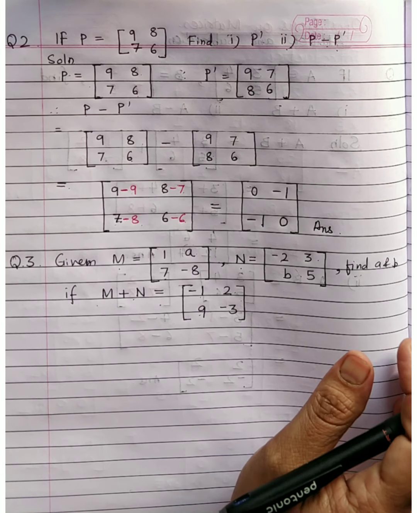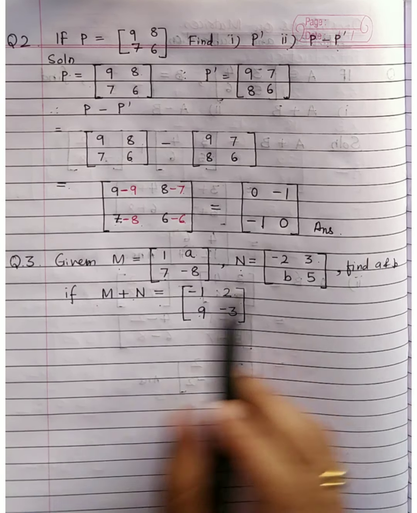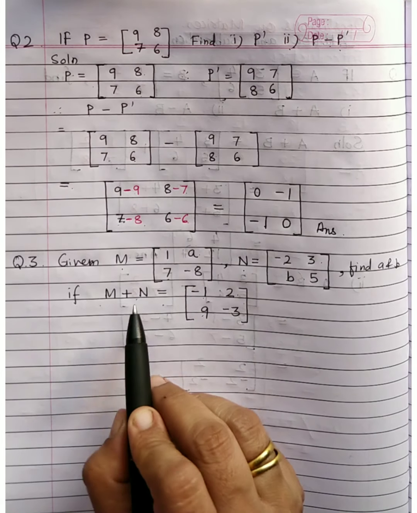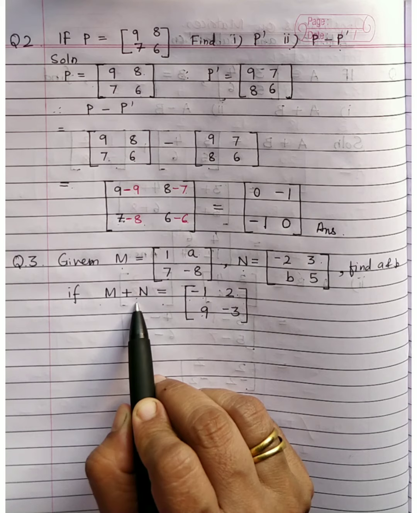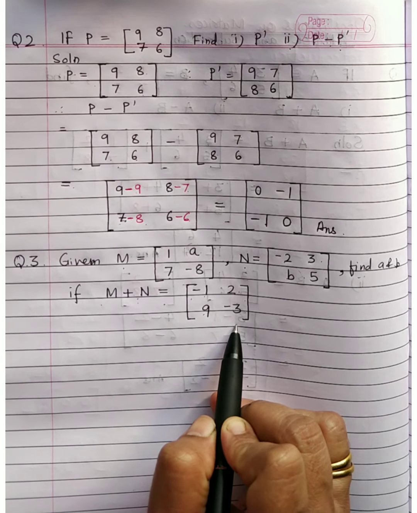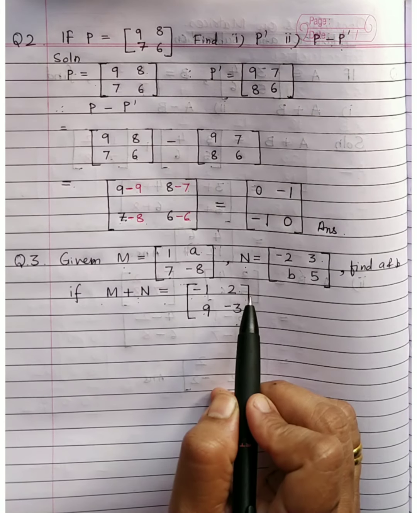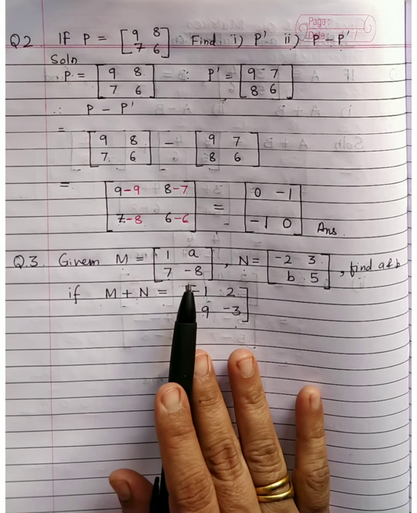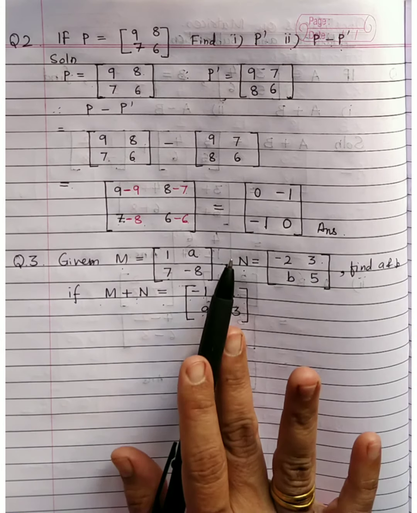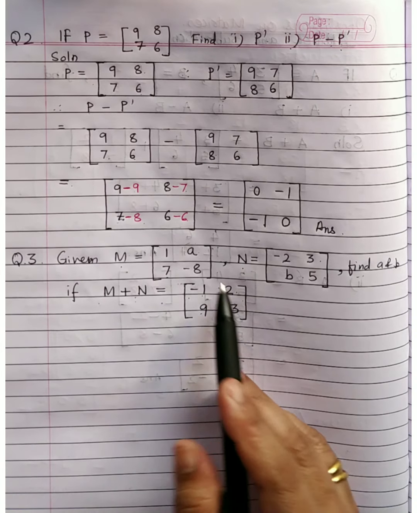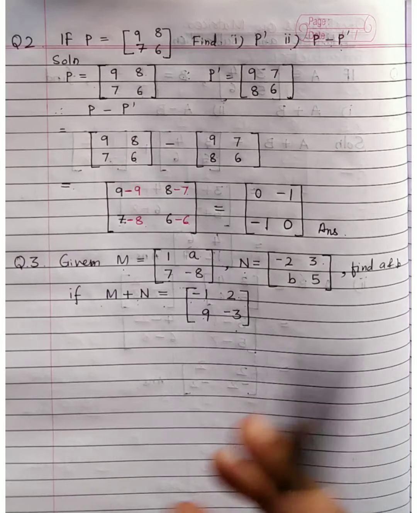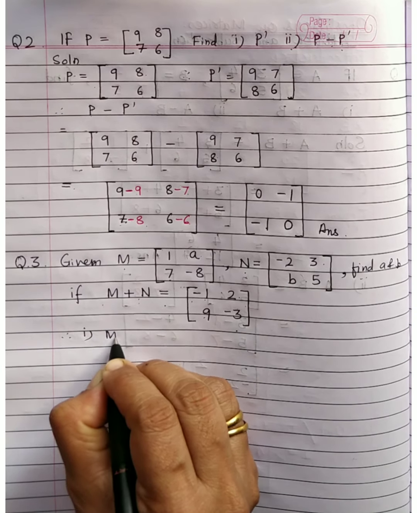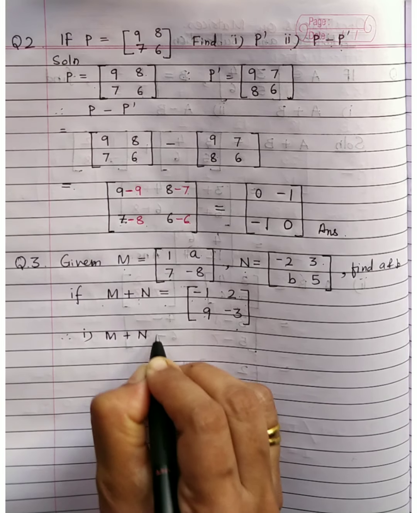So think, plan for the answer. How will you proceed? First, find the sum of matrix M and N yourself. Make it equal to the given sum of M and N in the question, and you shall be having two equal matrices. Property of equal matrices is what? The corresponding elements are equal. Using that, you can find the value of A and B. Therefore, what is our step number 1? We shall find M plus N ourselves, right?